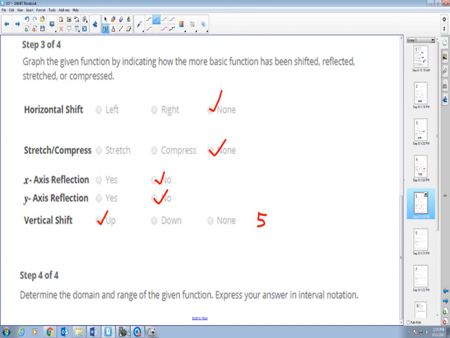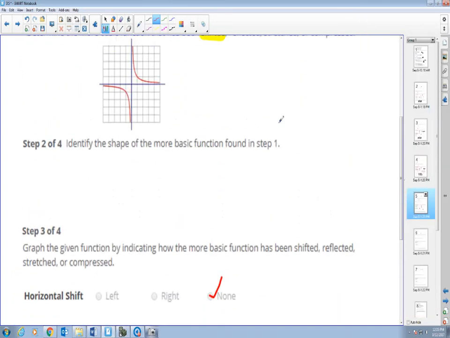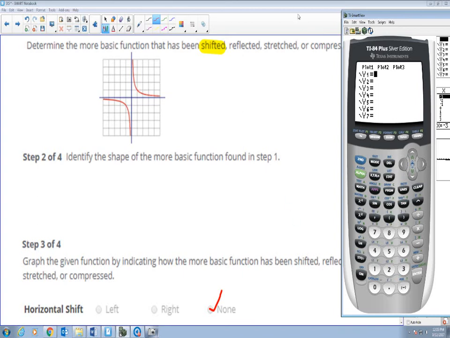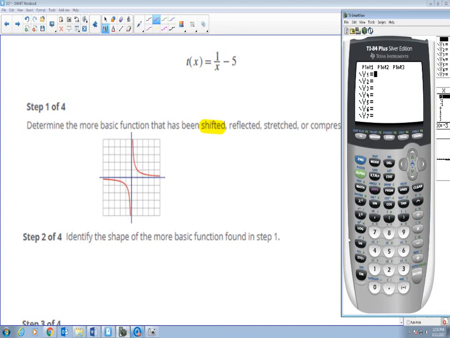Alright, let me actually graph this function. It always helps. Go through these steps to give you an idea what the picture will look like before you even graph it. So let me come back up. 1 over x, this is 2 different terms. So my first term has to be in the parentheses, 1 divided by x, then minus 5. So I simply shift it down 5 places.